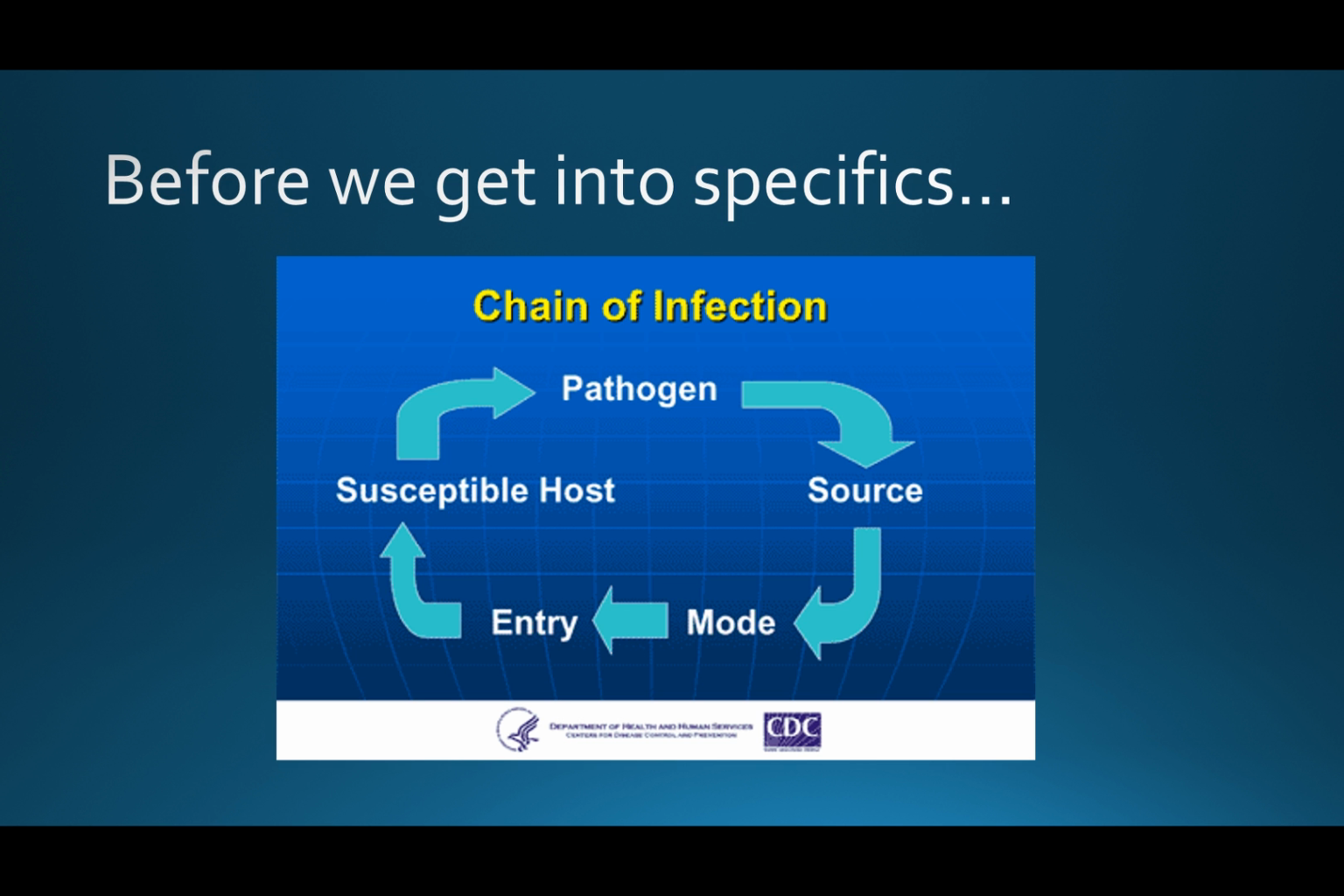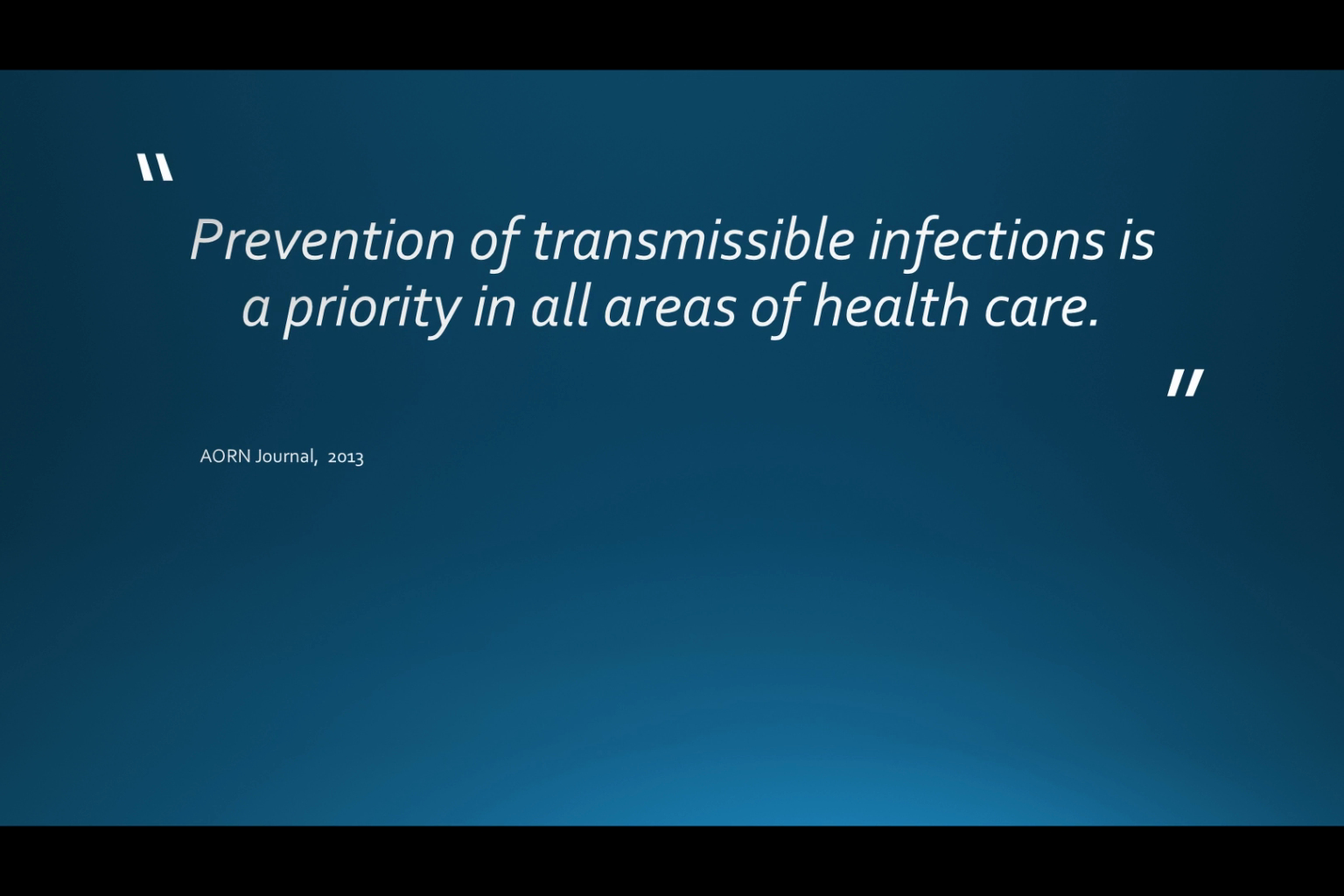They need an underlying chronic disease, such as diabetes or asthma, or a condition that weakens the immune system like HIV. Also, a susceptible host might be taking specific medications that cause them to have immune deficiency, or they might even just have an invasive device inserted, for instance, catheters or an IV. Always remember, prevention of transmissible infections is a priority in all areas of healthcare.